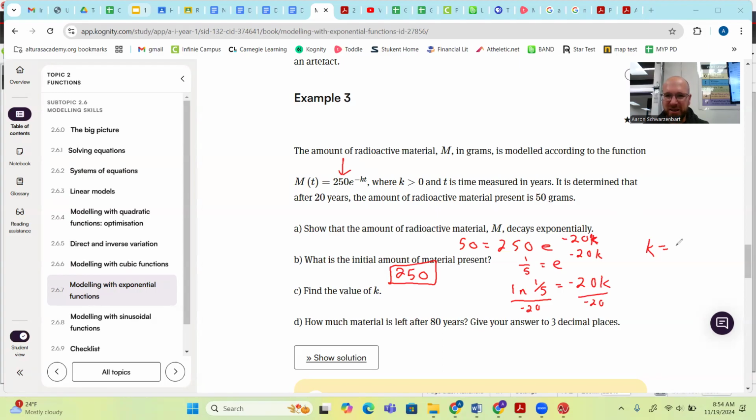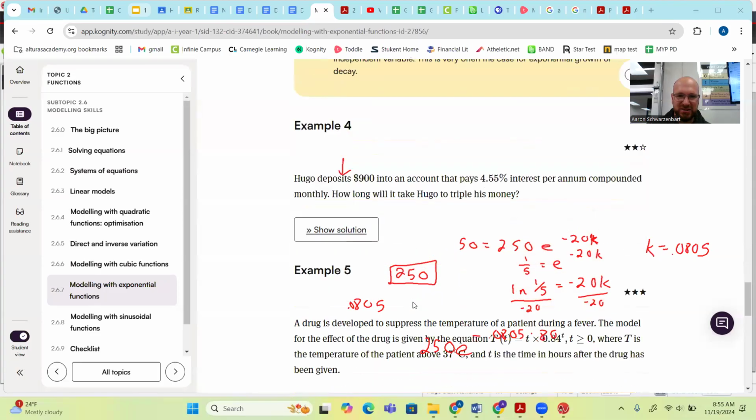Izzy, what did you get for k when you plugged that into the calculator? 0.0805, and that is 3 sig figs. How much material would be left after 80 years to 3 decimal places? 250 e to the negative 0.0805 times 80. And we just plug that into the calculator. Okay, in the interest of time, I'm going to trust that you guys are capable of plugging that into your calculator.